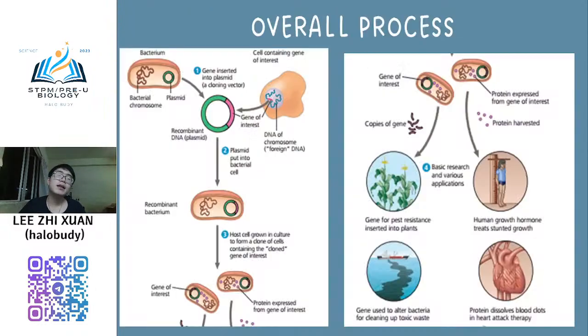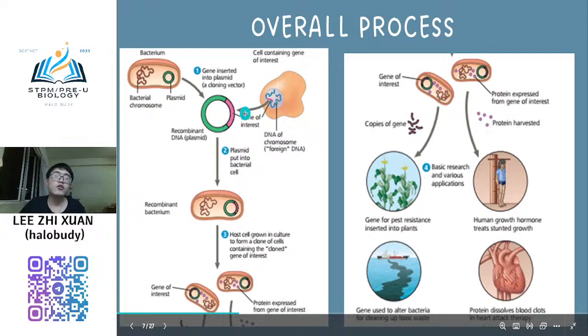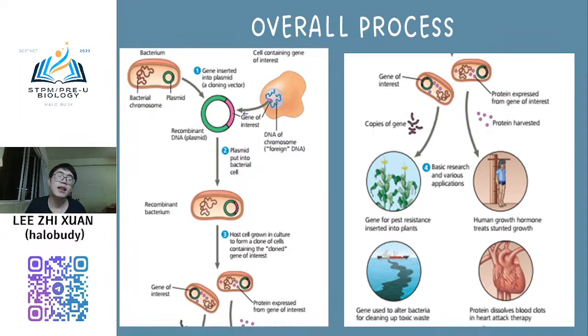So first we isolate the plasmid, isolate the DNA, and then cut the DNA using the restriction enzyme. There are two restriction enzymes you need to understand, EcoRI and SmaI. EcoRI's restriction site is GAATTC, and SmaI's is CCCGGG. After that, you cut the DNA in the gene of interest and also the plasmid.